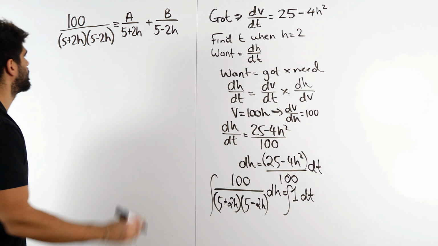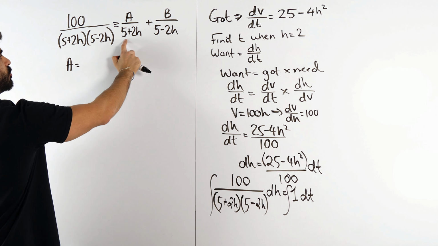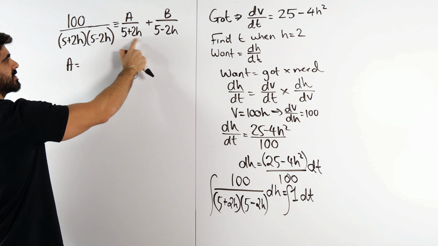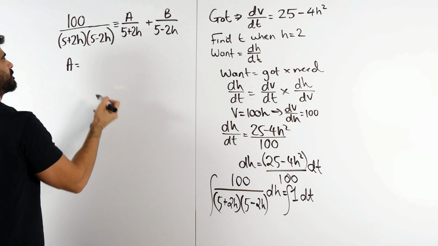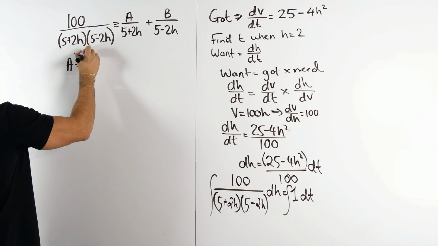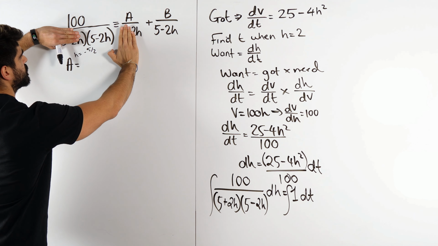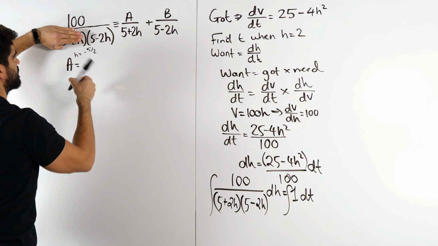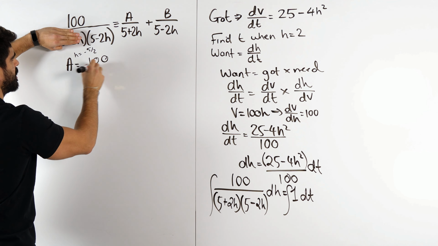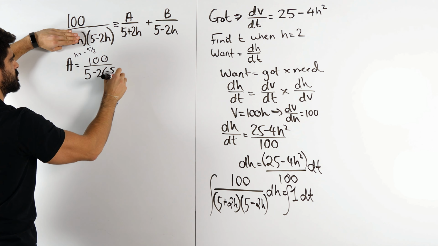What you do, to find A, I'm going to show you guys the cover-up method. You just say, what value of h makes this denominator 0? When you make that equal 0, you get minus 5 over 2. Yeah? So h is minus 5 over 2. And what you do is you cover up the 5 plus 2h, and you're going to sub in minus 5 over 2 into here. So you're going to get 100 over 5 minus 2 times minus 5 over 2.